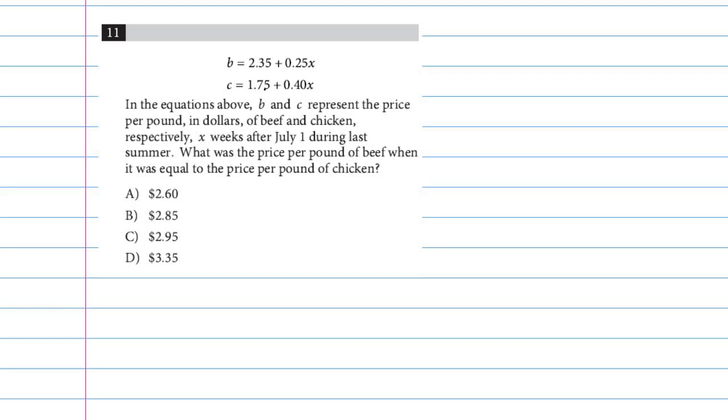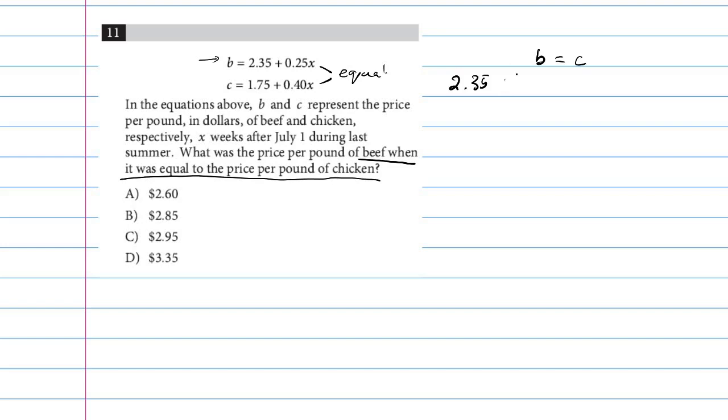They're asking what was the price per pound of beef when it was equal to the price per pound of chicken, right? So they want you to find the price per pound of beef, which is the beef over here, when they were equal. The chicken price and the beef price were equal. So this is basically solving an equation. The key part is that beef was equal to the price of chicken, meaning that these two prices should be equal.